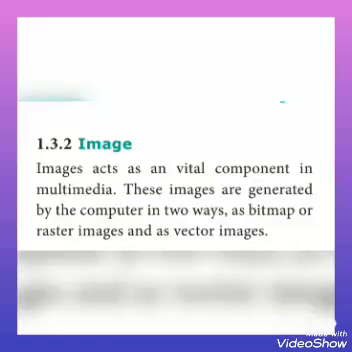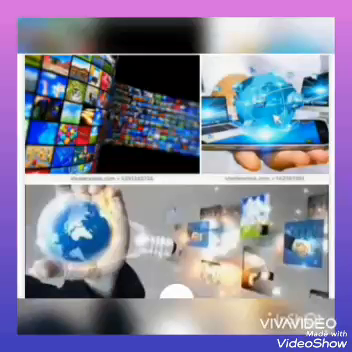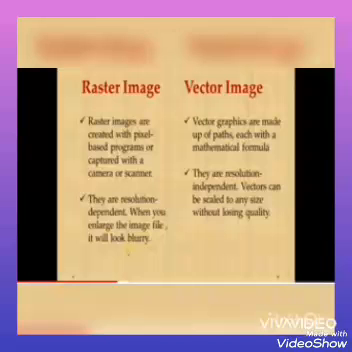Our next component is the image component. The image component plays a vital role in multimedia. These images are generated by the computer in 2 ways. First one is bitmap or raster image. The second one is vector images. If you see something, that will be registered in your mind more easily than what you hear. Let us see the difference between raster image and vector image.